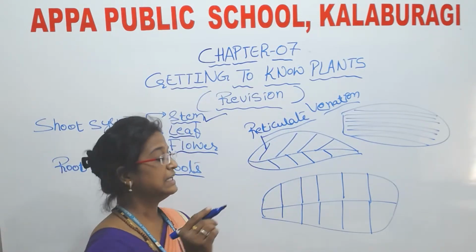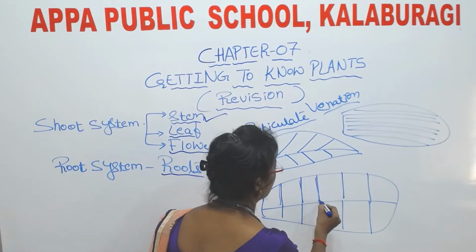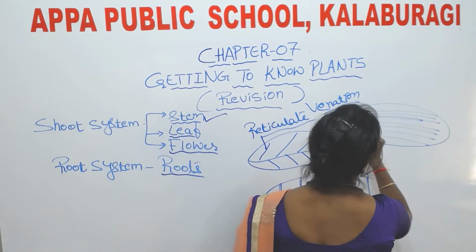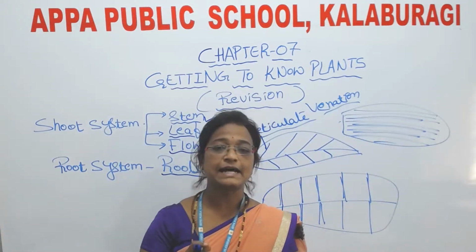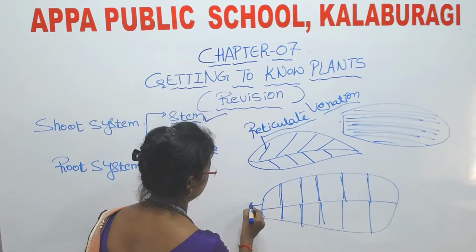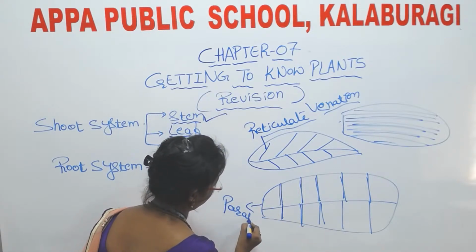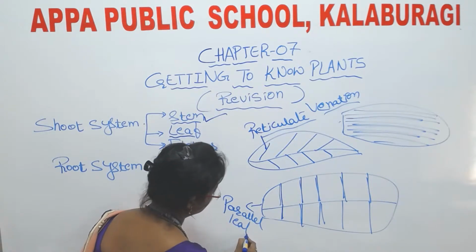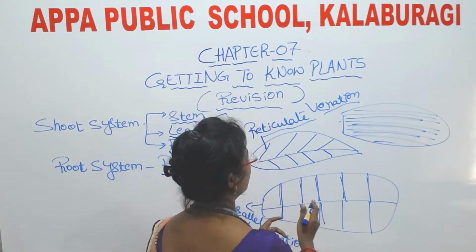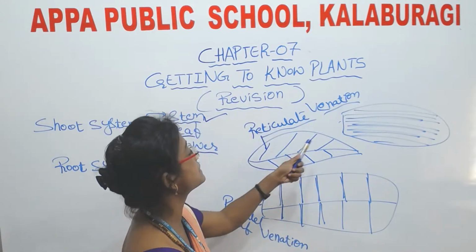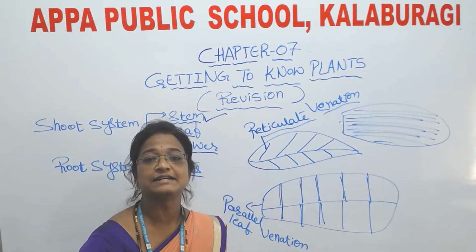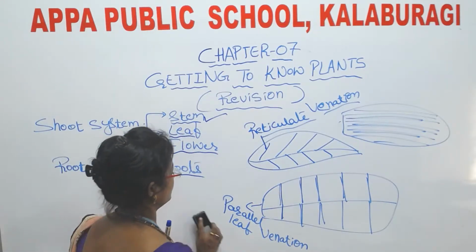And if the veins on the leaf are parallel to each other, either like this or like this, then that type of leaf is called parallel leaf venation. Okay, so just by looking at these leaves, we can identify what type of roots these plants consist of. I'll tell you now.